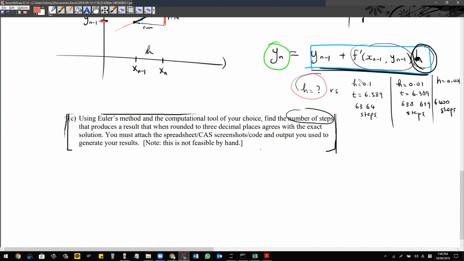So this is my first question. What is the number of steps that produces a result? And here, what result are they looking for? See how I started from there and ended up over here, right? Do they want this result? I'm not even sure, because what is the result? It's like a completely disconnected question from the previous two. That produces a result. I think they mean the points, the coordinate. So when rounded to 3 decimal places, agrees with the exact solution. Do they want us to approximate from there to there or from there to there? It doesn't even mention that.